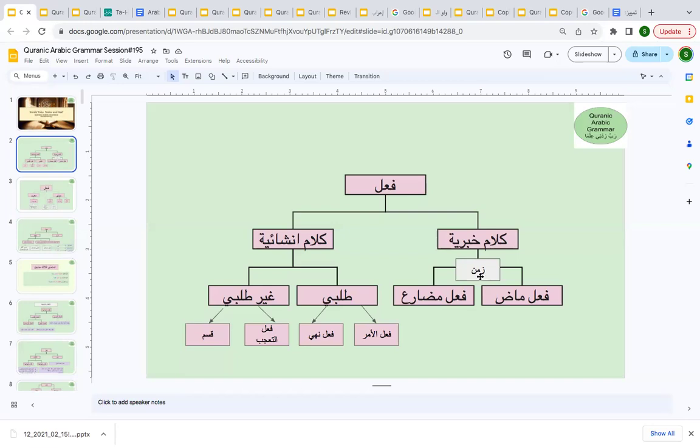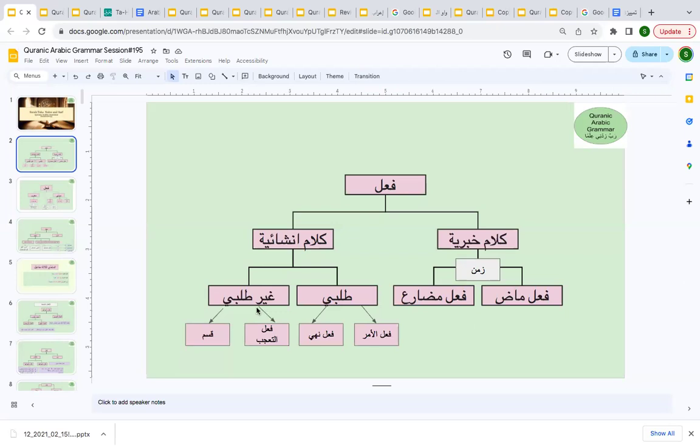Zarf zaman, zarf makan, or something. We have time. Zaman is time. Okay, zaman is time. It's about time. So you have to consider here it as tense. So it can be past tense, or it can be fail mudari, which encompasses your present and future as well. Okay, and this is going to be just your kalam khabariya, which just gives you information. Then your fail can be kalam inshaiya, right? Where it can be talabiya, and it can be ghair talabi.